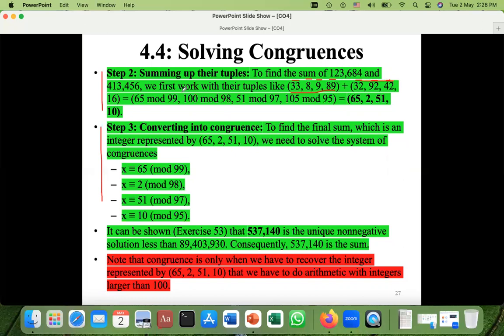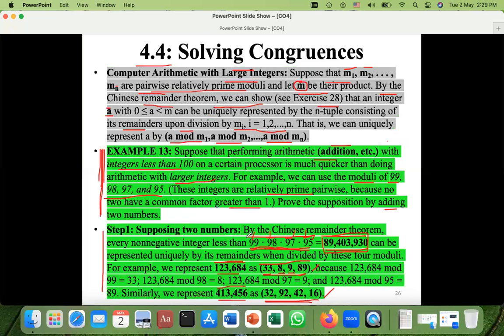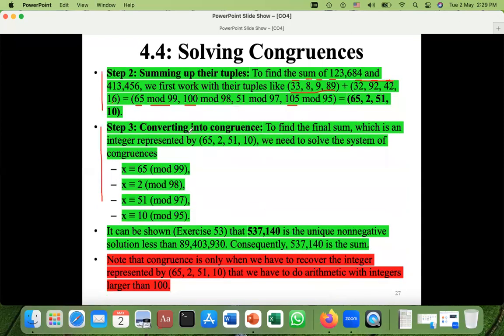Add this 91 with 16, and you will get this value. 33, 32, 65. Similarly, 8 and 92, you will have 100, and you will have the values like that. And this mod 99, you are just writing it again because you know that the first is 99, second is 98, 97, 95. So we are just writing 99, 98, 97, 95. We have not performed the division yet, but we are just writing here in this step.